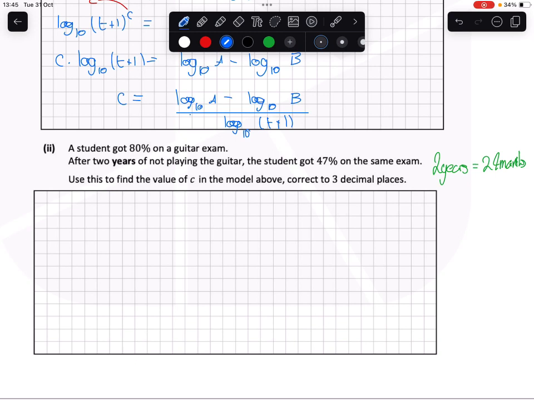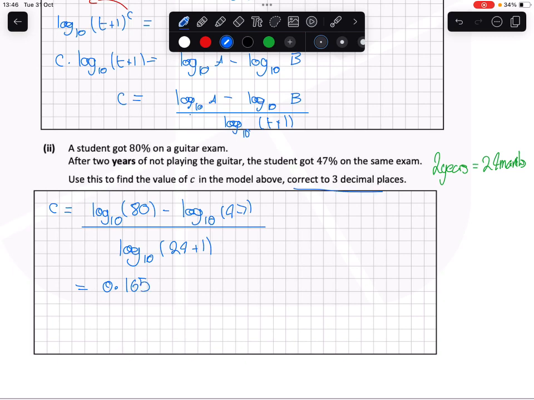So we're looking for C, and that's going to be equal to the log of 10. When we let 80 go into the equation, we get that. We subtract away the log of 10, 47. And this whole thing gets divided by the log of 10. t is 24 months plus 1. So if you stick all of that into your calculator, what you're going to get is that this whole thing is equal to 0.165. And this is all correct to 3 decimal places.